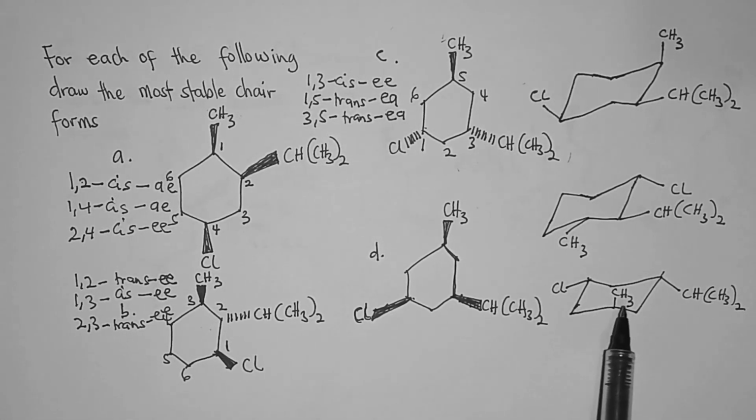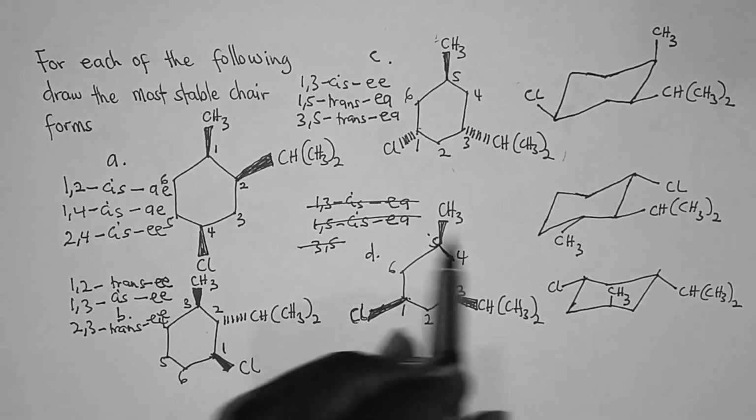And this is the most stable chair conformer because the 2 most bulky groups are in the equatorial position. This is the least bulky group, which is the CH3, and it is in the axial position. So this is the most stable conformer. So let's come to this molecule.